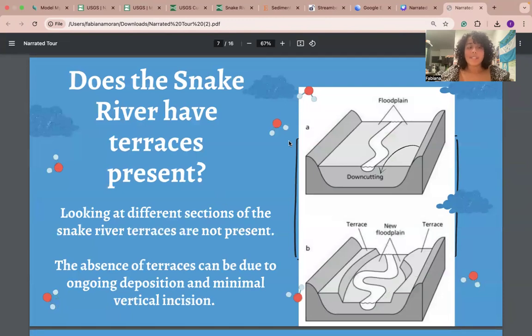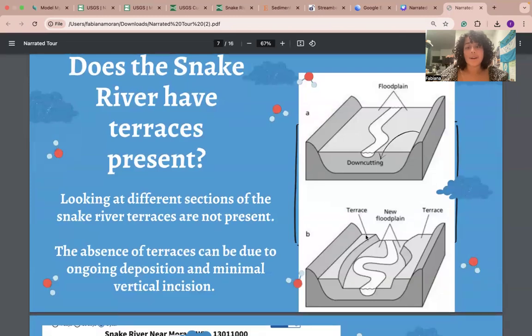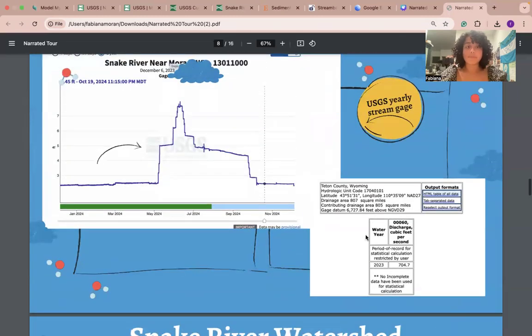So, looking for evidence on if terraces are seen, it is difficult to tell based on the images gathered. This lack could be due to ongoing sediment deposition and minimal vertical incision. Essentially, the river's energy is focused on horizontal expansion rather than cutting deeper into the bed. So based on the pictures I saw on Google Earth, I believe that the river is forming more like this rather than like this. So I do not think that terraces are present.